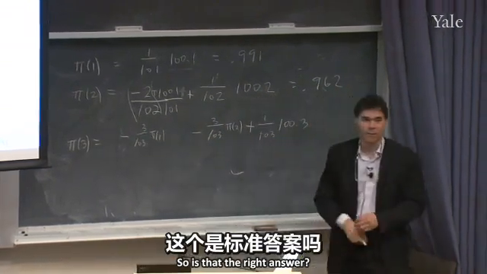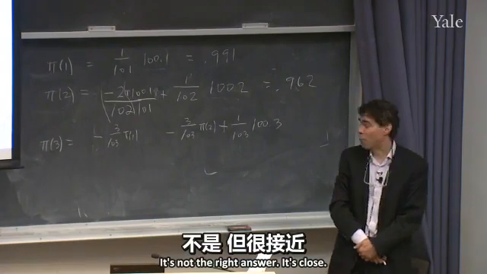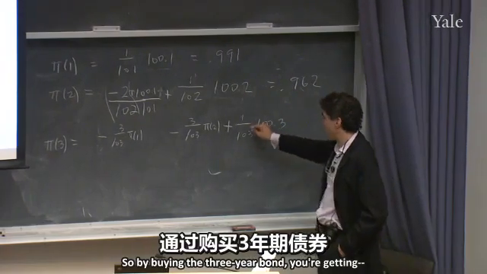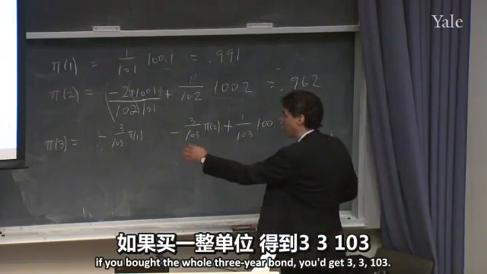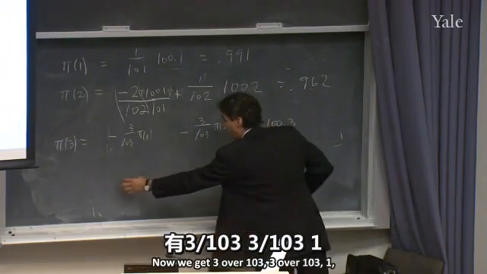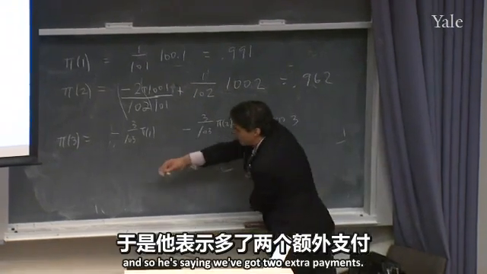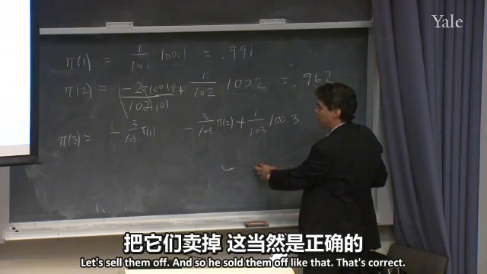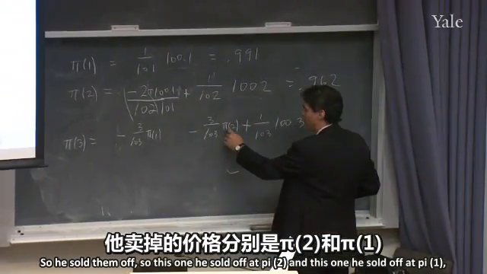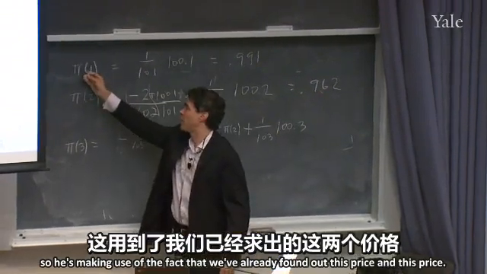So is that the right answer? Not the right answer, but it's close. So what did he overlook? So he said, you buy the 3-year bond. So by buying the 3-year bond, if you bought the whole 3-year bond, you get 3, 3, 103. You only want 1 at the end, so you have to divide by 103. Now we get 3 over 103, 3 over 103, 1. And so he's saying, we've got 2 extra payments. Let's sell them off. And so he sold them off like that. Actually, that's correct. So this one he sold off at pi 2, and this one he sold off at pi 1. So he's making use of the fact that we've already found out this price and this price.